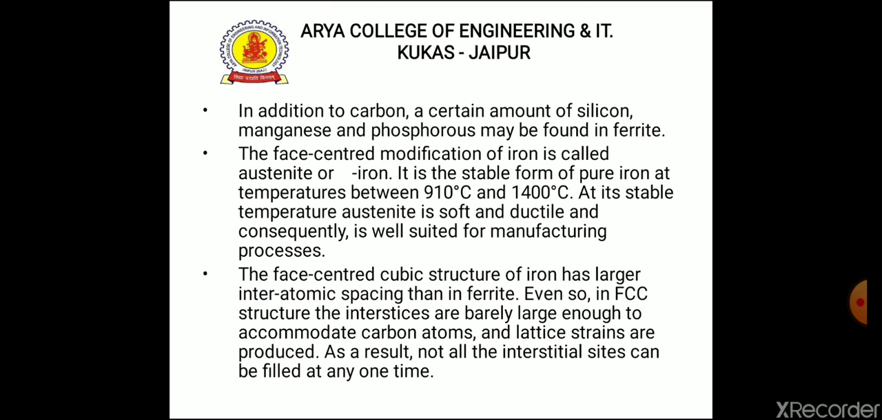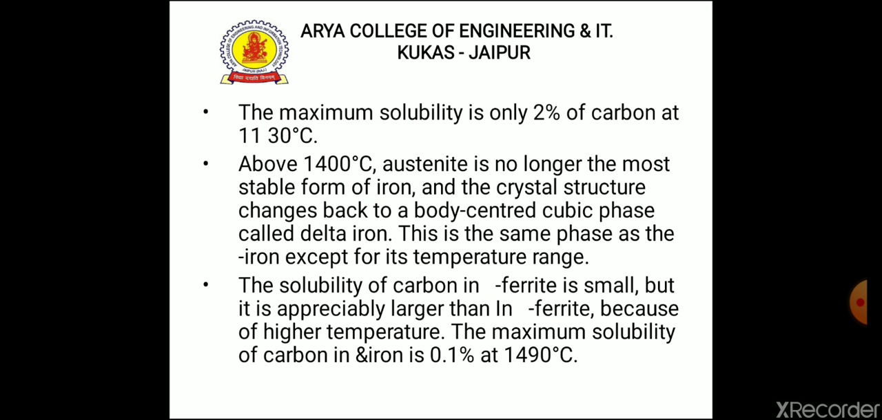The face centered cubic structure of iron has larger interatomic spacing than in ferrite. Even so, in the FCC structure, the interstices are barely large enough to accommodate carbon atoms and lattice strains are produced. As a result, not all the interstitial sites can be filled at any one time. The maximum solubility is only 2% of carbon at 1130 degrees centigrade.